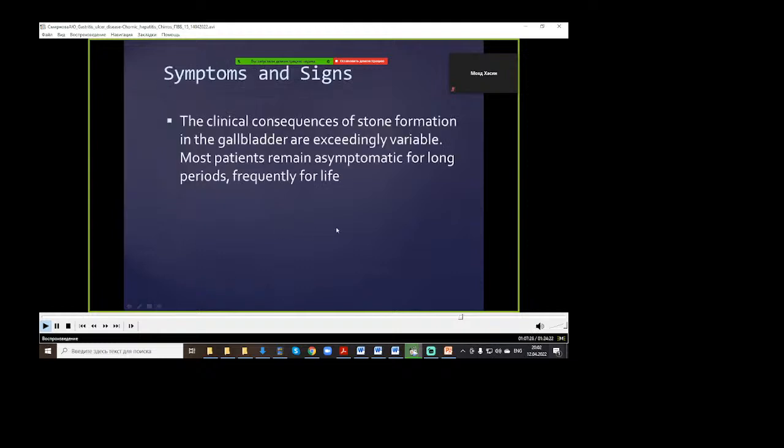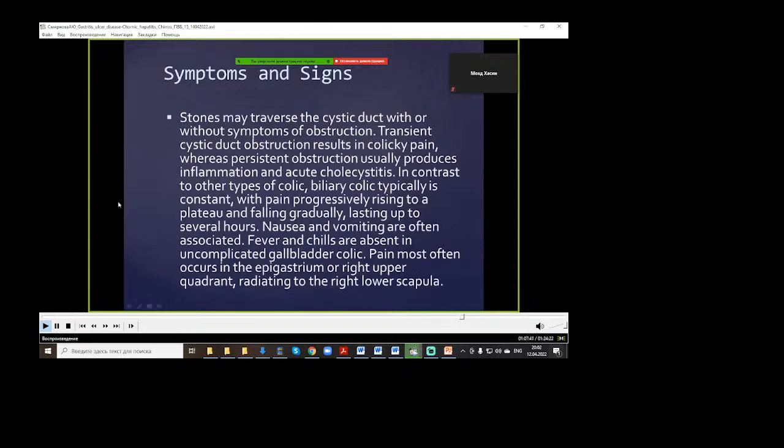Symptoms. The clinical consequences of stone formation in the gallbladder are exceedingly variable. Most patients remain asymptomatic for long periods, frequently for life. But stones may traverse the cystic duct with or without symptoms of obstruction. Transient cystic duct obstruction results in colicky pain, whereas persistent obstruction usually produces inflammation and acute cholecystitis.